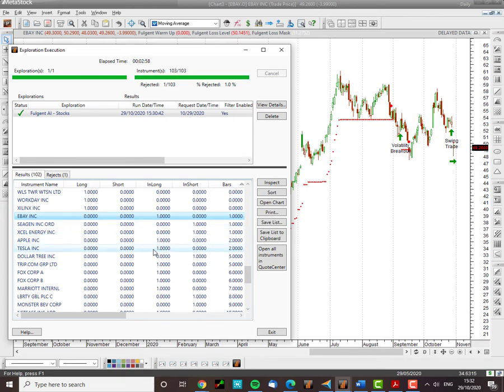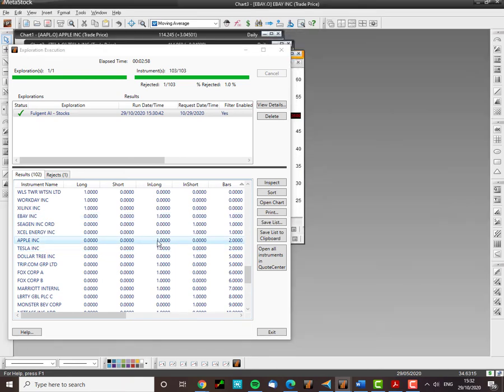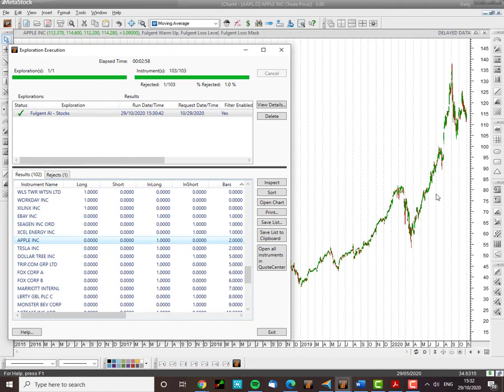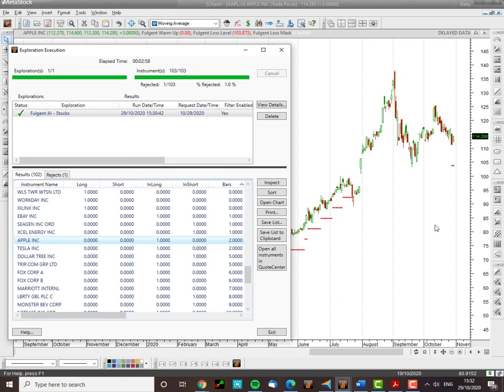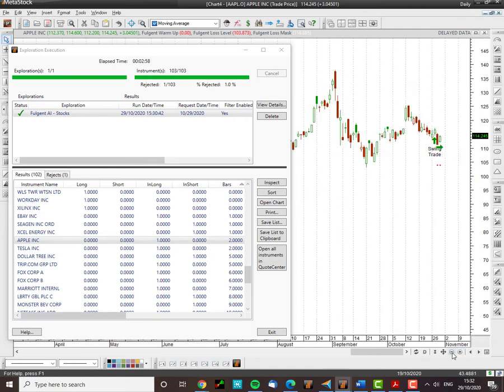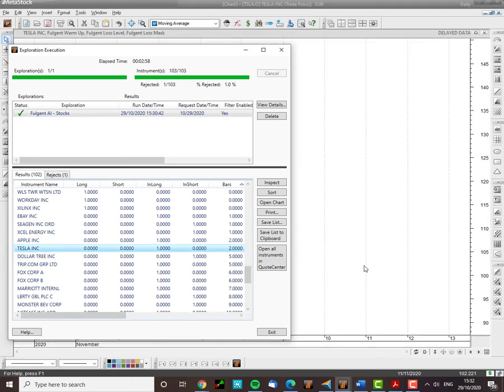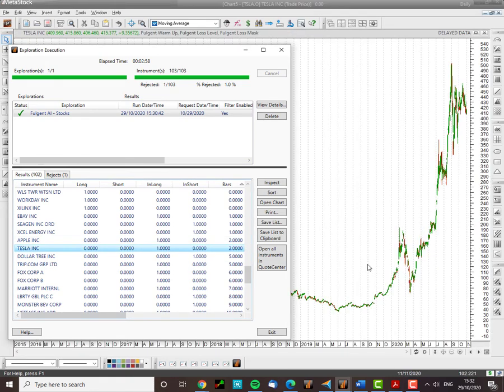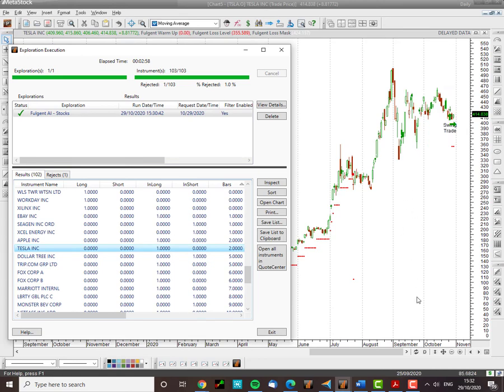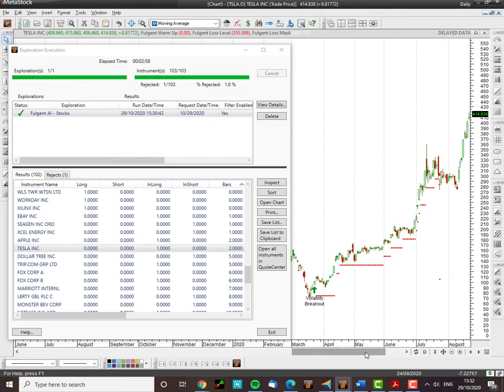The next one is Apple, also 2 bars into the trade, so perfect timing for an Apple trade. There's a swing trade there. If I can just zoom in a little bit, you can see Apple's generated a nice swing trade, so the AI is back into Apple. Tesla is also a swing trade there, so you can see historically Tesla's had a fantastic couple of buy signals.